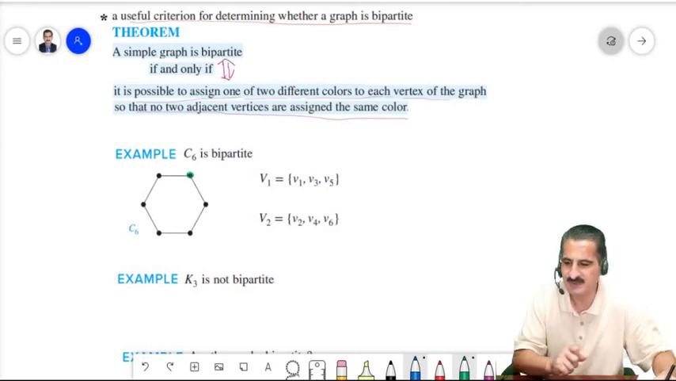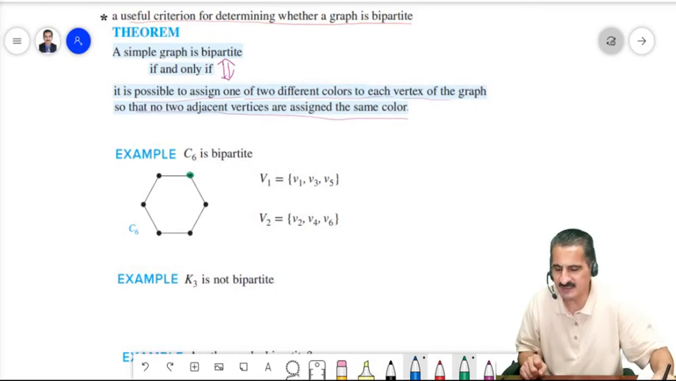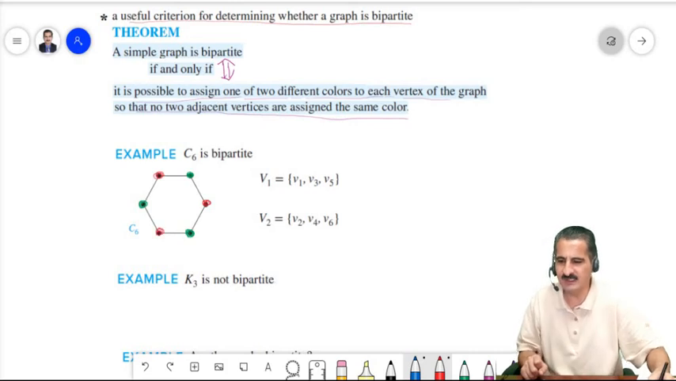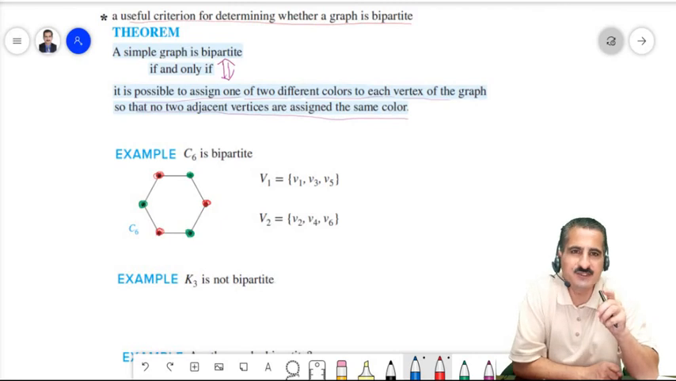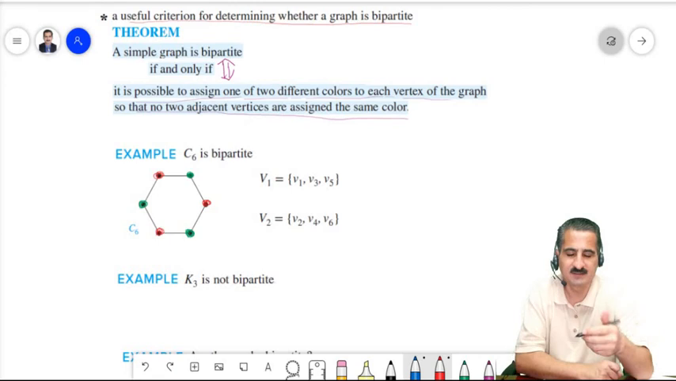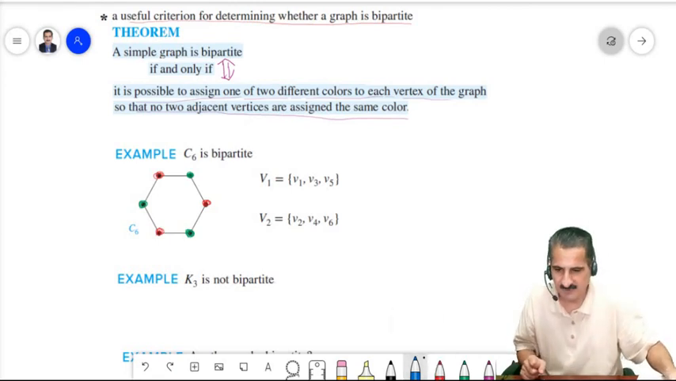This is what this theorem says. So if I go to C6 in here, and if I color this in green and color these in red, then I find that I have colored all vertices in two colors only, green and red, and every edge connects two vertices with different colors, and no edge is connecting two vertices of the same color. That means I have partitioned the vertices into two different sets, and then this is a bipartite.